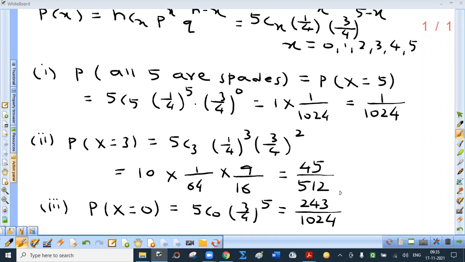Third part, probability of none of cards is spade. That is P of X equal to 0. 5C0 is 1, 3 raised to 5 is 243, 4 raised to 5 is 1024. So the answer is 243 upon 1024.